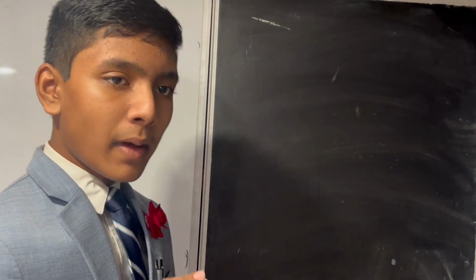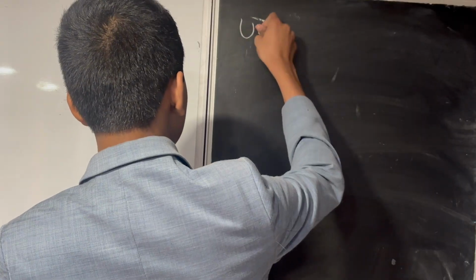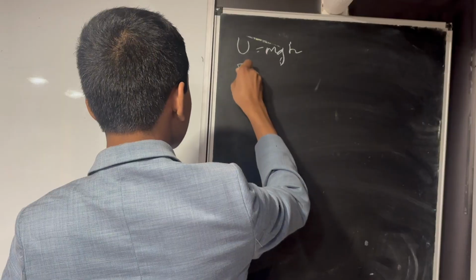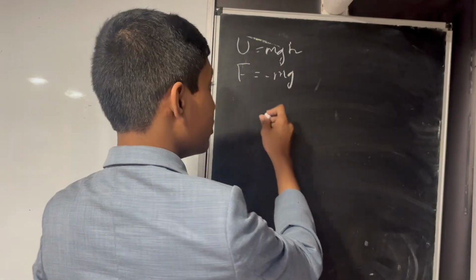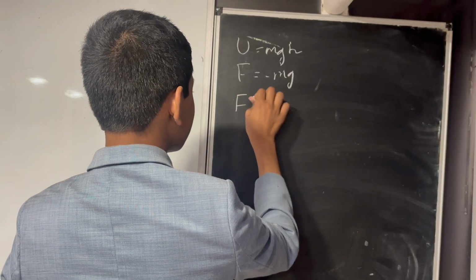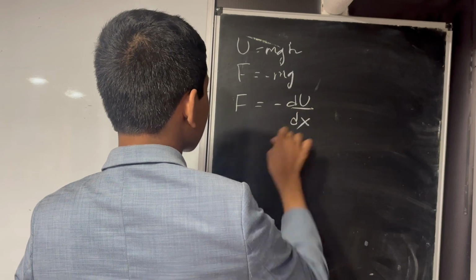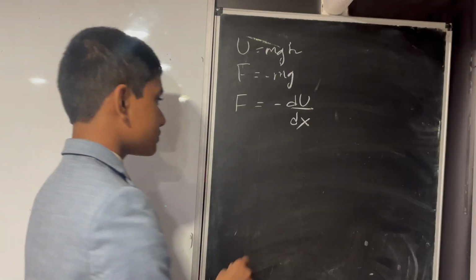Now, what is potential? Well, you probably remember gravitational potential as U equals mgh. How is that connected to force, which is minus mg? Well, some of you probably know that force is actually defined as the negative derivative of potential with respect to position. But that's only for the 1D case.